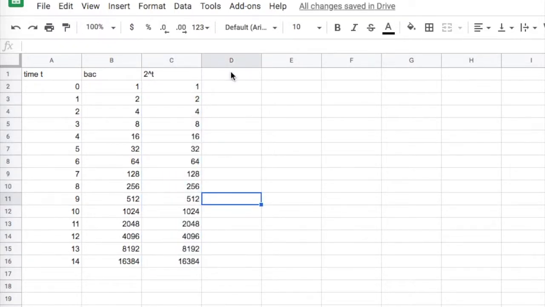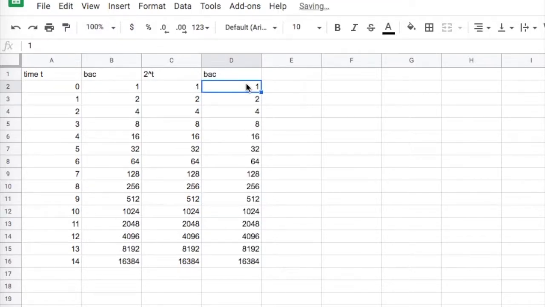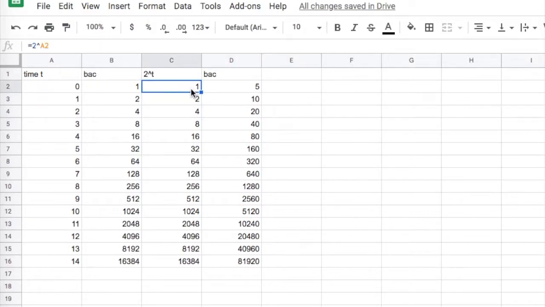What happens if we started off instead of with one bacteria? Let's say we started off with 5 bacteria. I'm just going to copy this, and I'm going to start off with 5. We're doubling the 5 with 5, 10, 20, 40. What could I have done to this column to have gotten that column? Like, what could I have done to the 1 to get 5, or the 2 to get 10, the 4 to get 20? Multiply by 5.